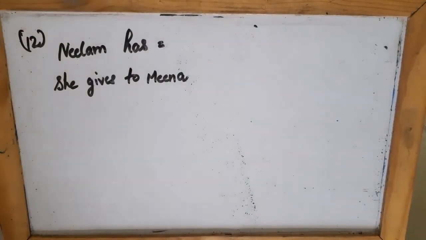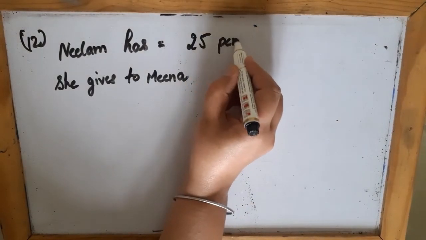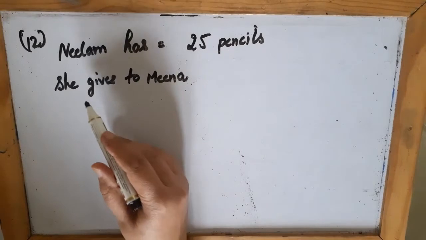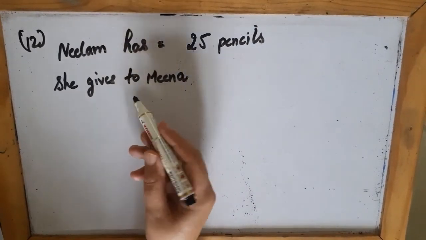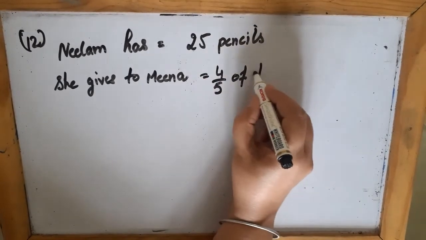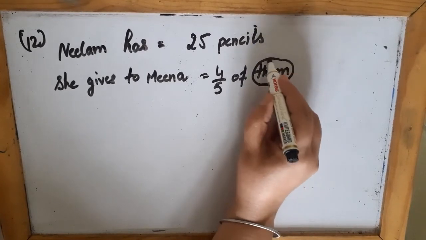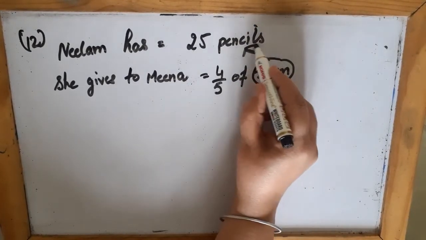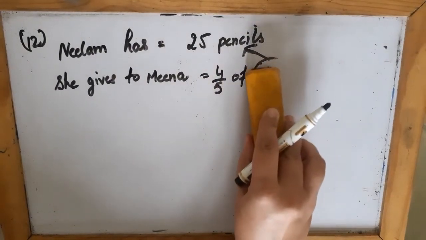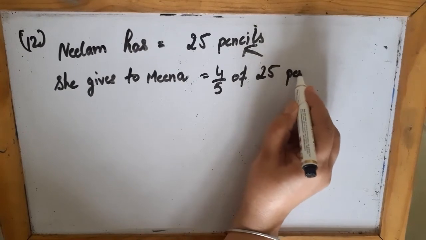In question number 12, they have asked you to solve a problem which says Neelam has 25 pencils. So Neelam has how many pencils? She has total 25 pencils, and she gives some to Meena. How much does she give? She gives 4 by 5 of them. It's written 4 by 5 of them. Them means the pencils she had. So it means that she has given 4 by 5 of 25 pencils to Meena.